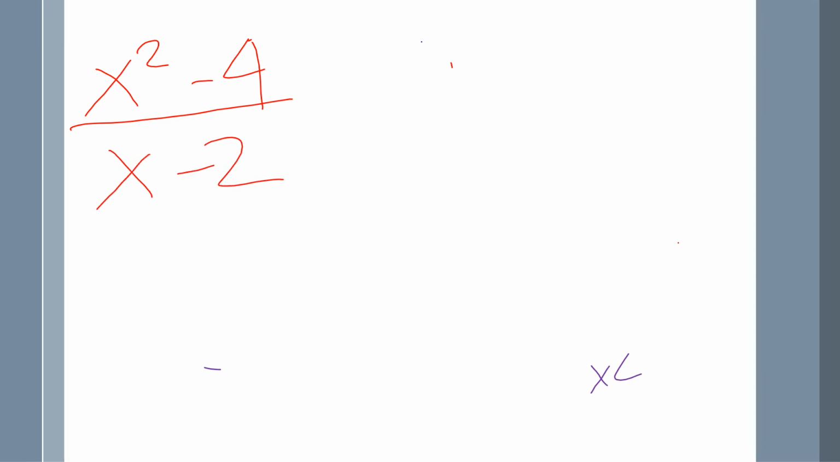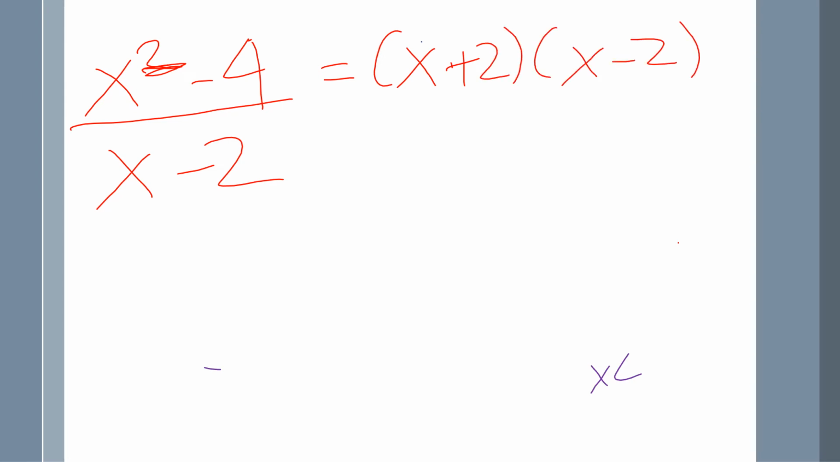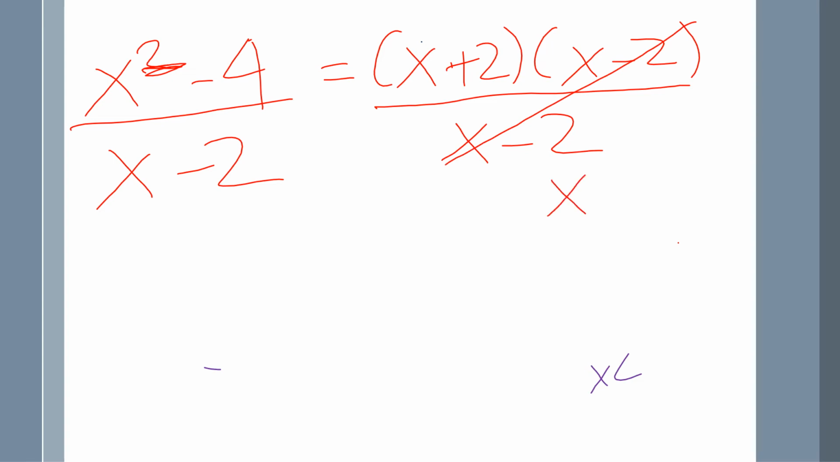Let's proceed. You've got something that looks like this, using all the laws of exponents that we just did. So 2 to what power gives you 4? Well, the exponent's right there. So you have to rewrite this as x plus 2, x minus 2, because you've got positive, negative, and then x minus 2 in the denominator. Cancel it out. Guess what? x plus 2.